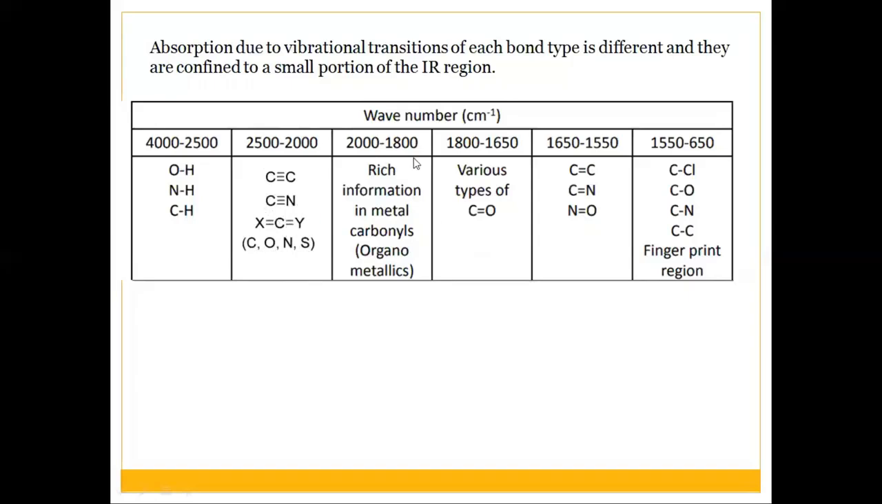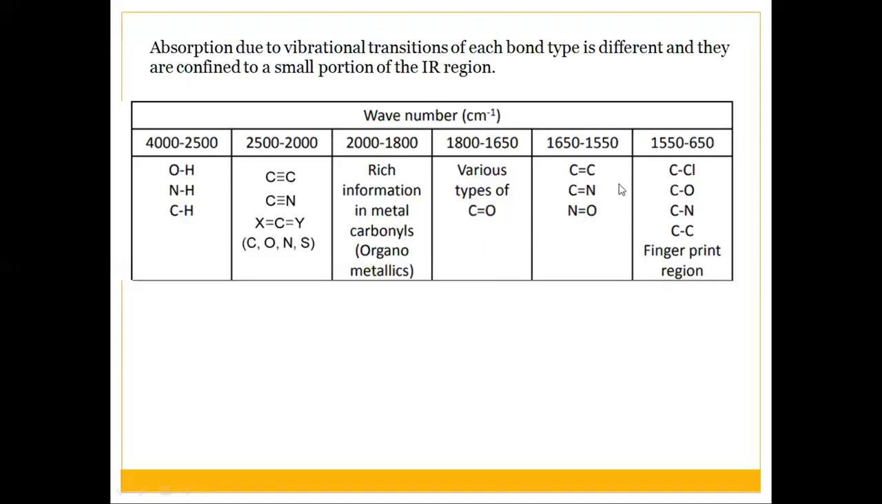Then the region 1800 to 2000, where very few peaks will be observed, but still it provides rich information in metal carbonyls like organometallics. The next region is 1650 to 1800, where the various types of carbonyl functional groups, or the functional groups containing carbonyl bonds, will be seen. This is the main area where the carbonyl bond will show absorption.